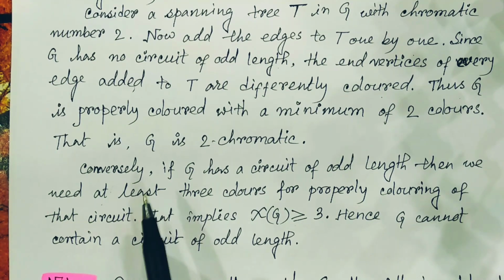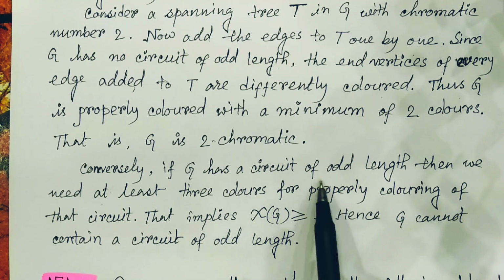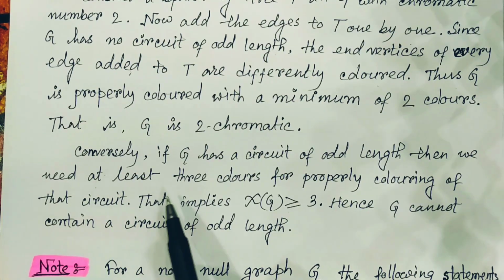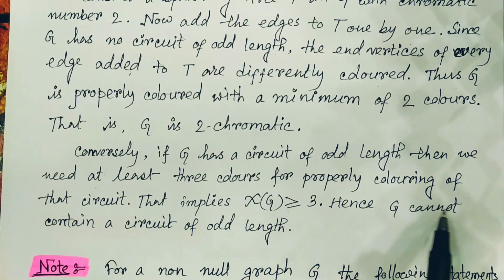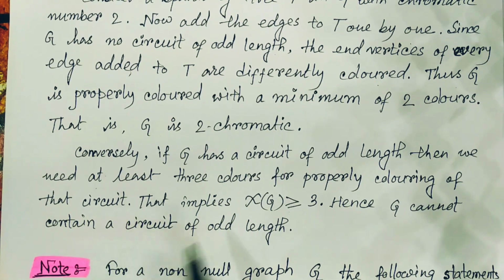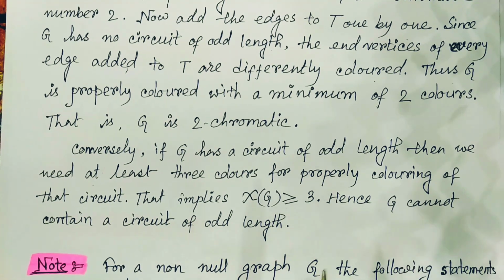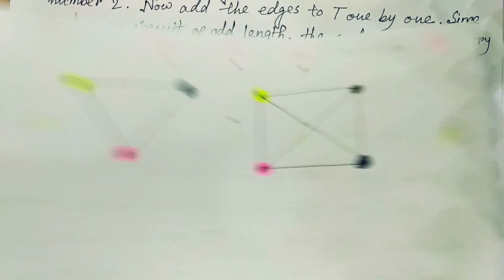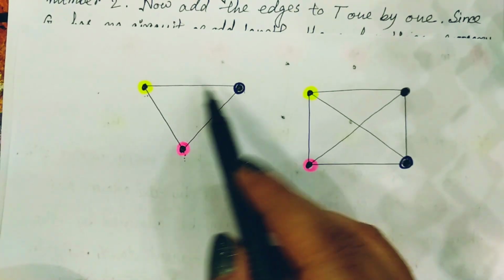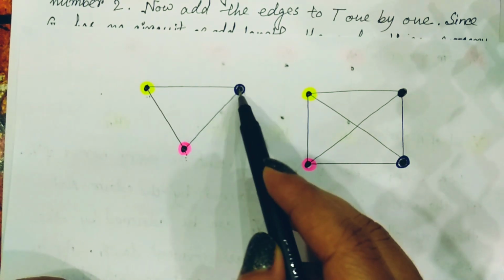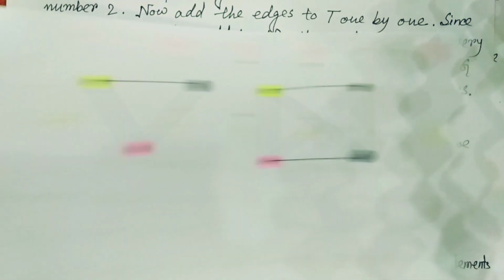Conversely, if G has a circuit of odd length, then we need at least 3 colors for properly coloring that circuit. That implies the chromatic number of G is greater than or equal to 3. Hence, G cannot contain a circuit of odd length. So, if we consider this one, this is a circuit of odd length, and with odd length, it always requires a minimum of 3 colors.